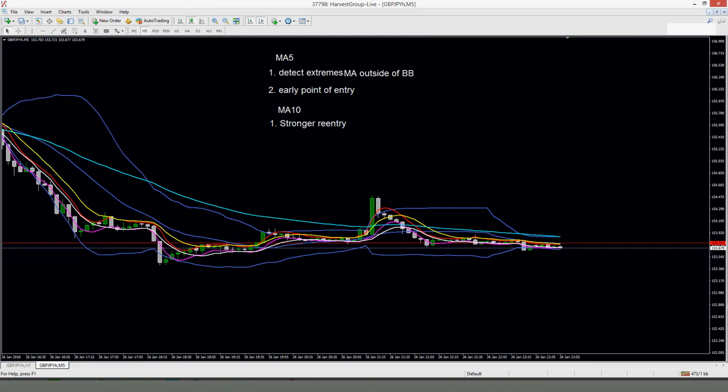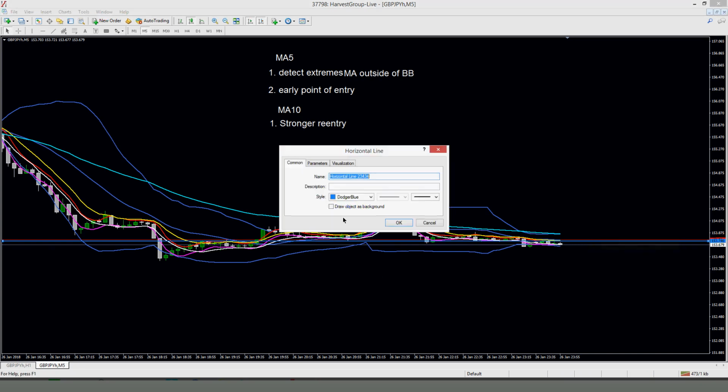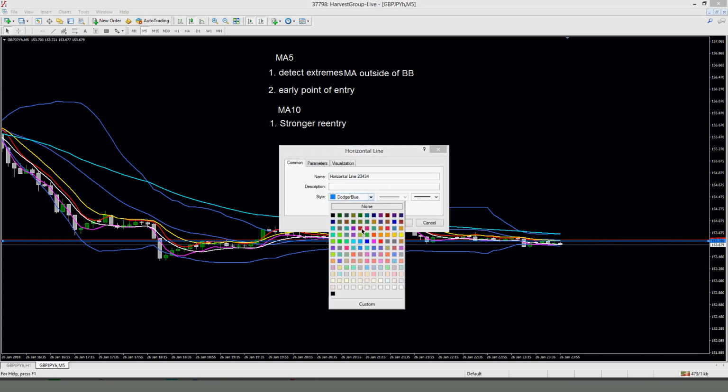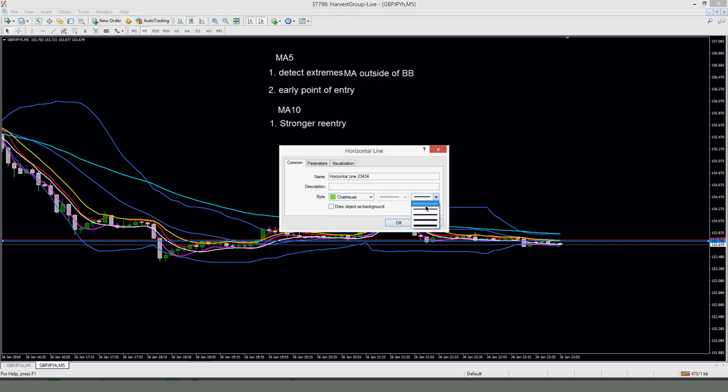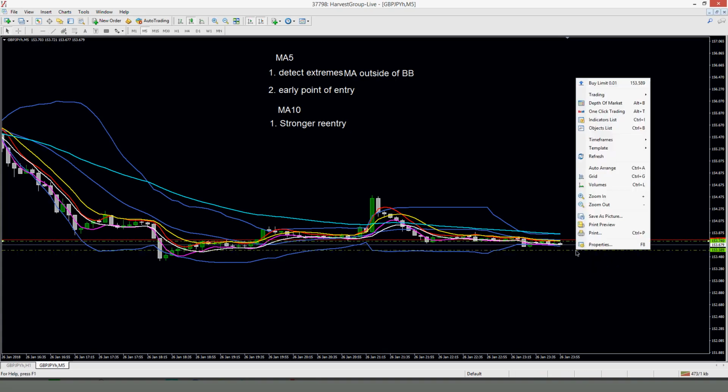Let's say, for example, that you enter a sell at this point. Let me make it more realistic for you. Let's say you just entered a sell over here, and after 10 pips, for example, or 20 pips over here, then you can lock in your profits.